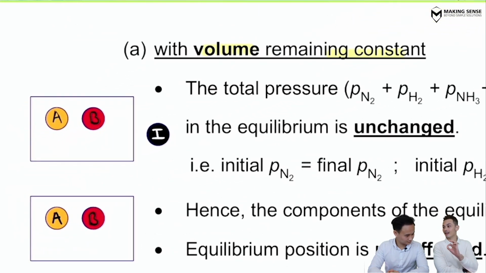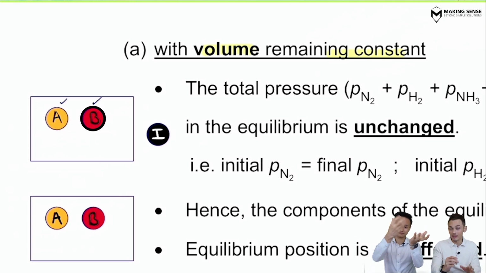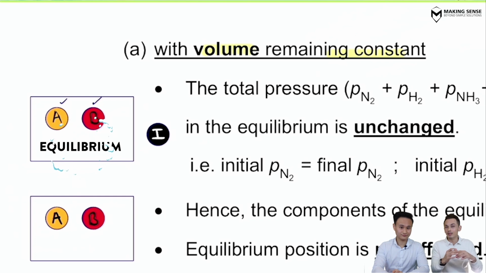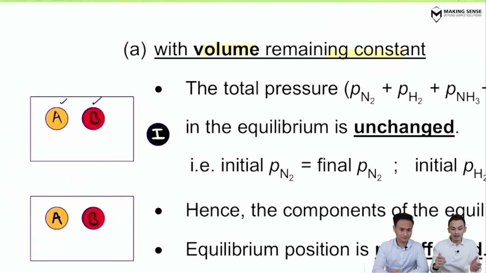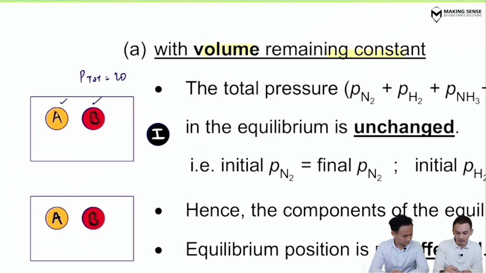Let's make an assumption. Let's assume that this equilibrium only comprises gas A as well as gas B. These are in equilibrium in a container right now. They're going to move randomly and collide against the wall, and they're going to have a pressure. So let's say the P total of this container is going to be 20 atm, 10 from each.